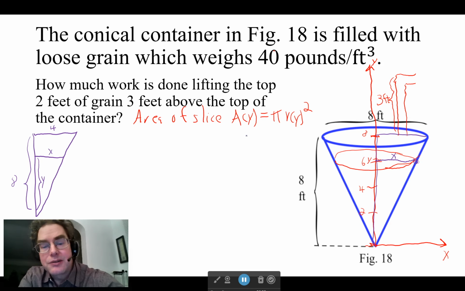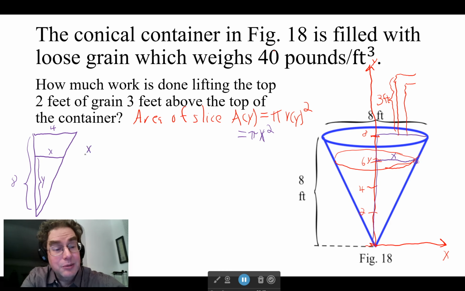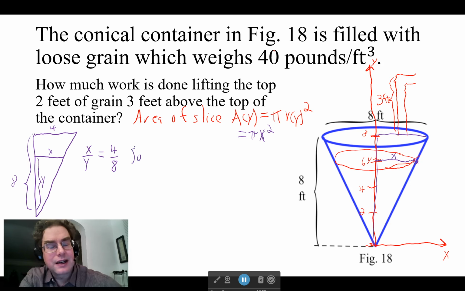So, by the way, we could just rewrite this as pi x squared. But again, we're going to be integrating with respect to y here, so that doesn't do us a whole lot of good. We got to figure out what x is. Okay, so setting up the proportions here between the side lengths of these similar triangles, we got x over y equals 4 over 8, and that we can easily rewrite as x equals y over 2.